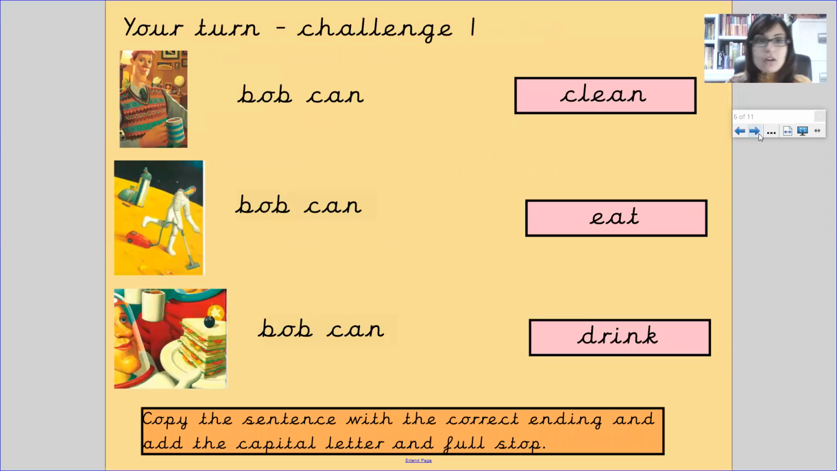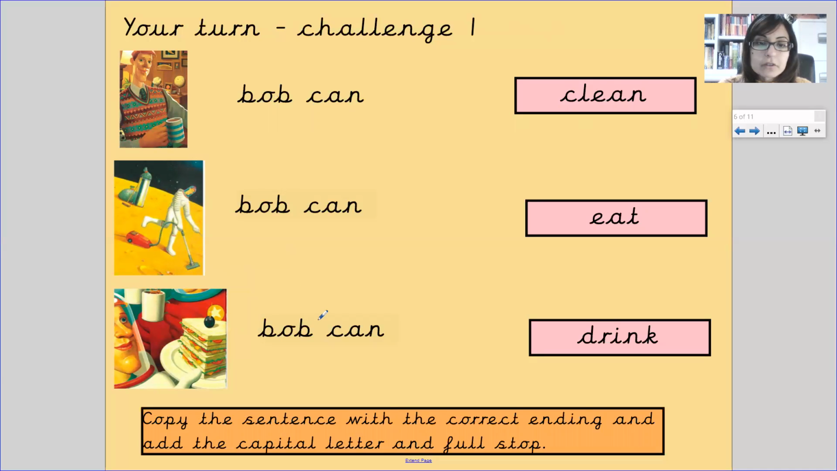Now, here are your challenges. Challenge 1. Here is Bob. We've got Bob with the first picture of Bob. What's he doing? What's the second picture? And what's the third picture? You've got 3 sentence starters and it's Bob can.